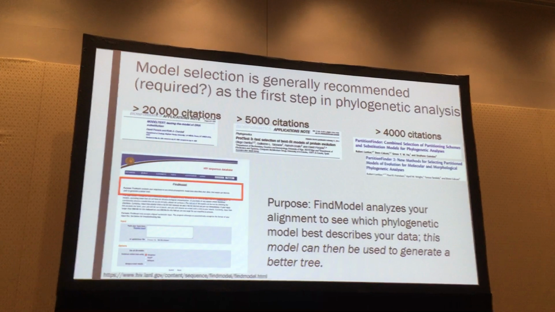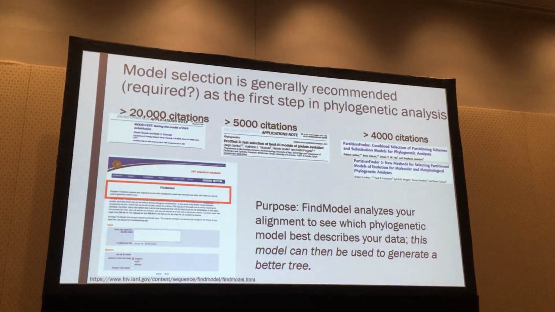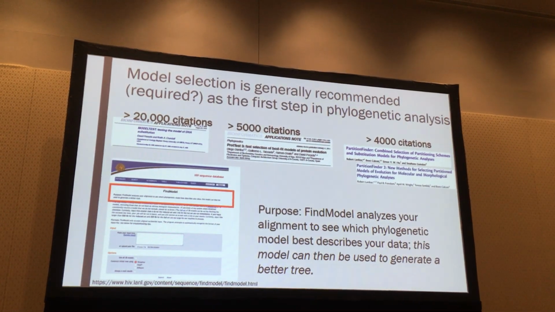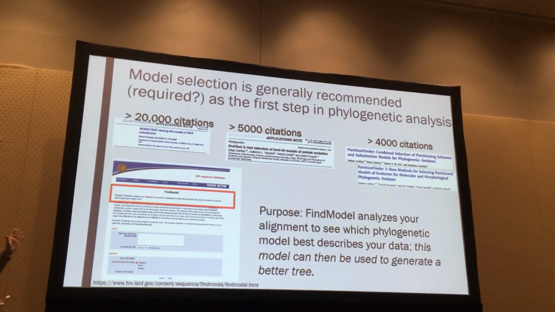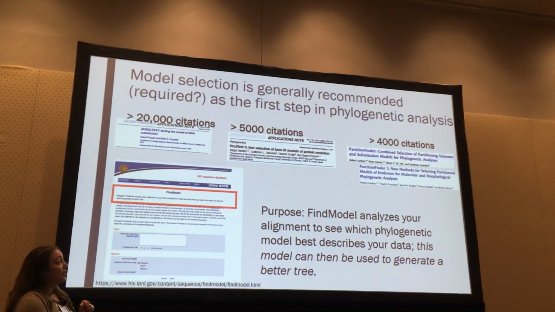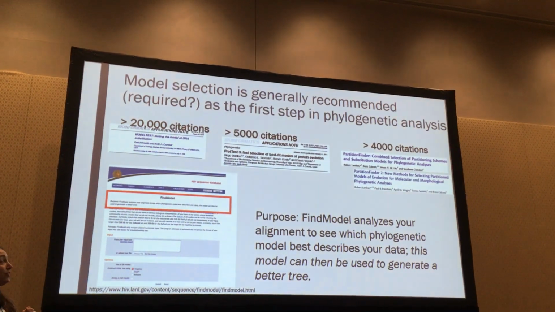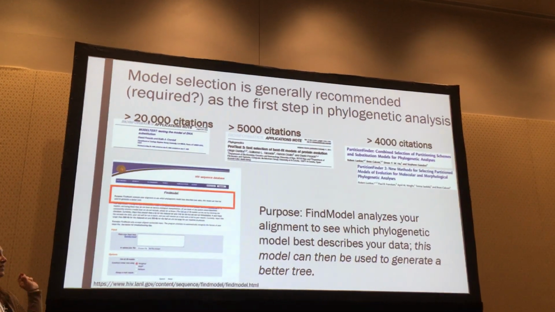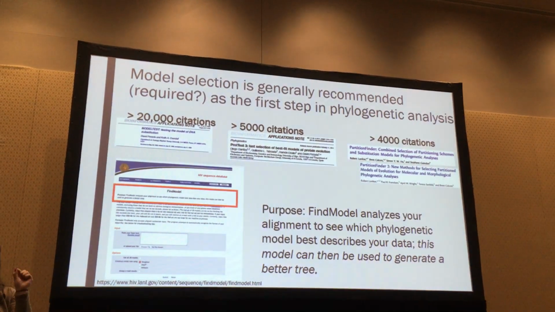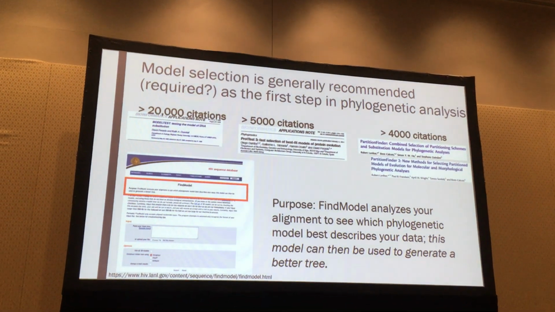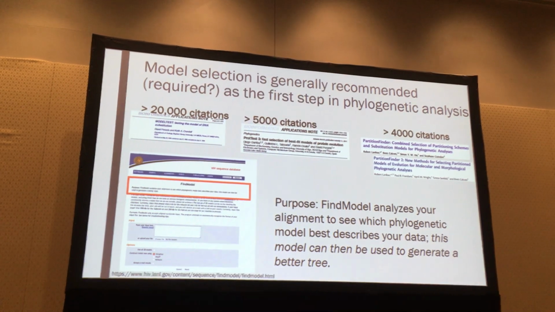Now, this is something that I want to point out. So this is an example. If anyone's ever studied HIV, you may be familiar. There's an HIV database online. There's many, many features of this database to help you analyze your data. But it's got this one feature called Find Model. It's got this sentence in there, boxed in red, which I've enlarged here. Find Model analyzes your alignment to see which phylogenetic model best describes your data. This model can then be used to generate a better tree, is how they describe it. There's no justification for that.